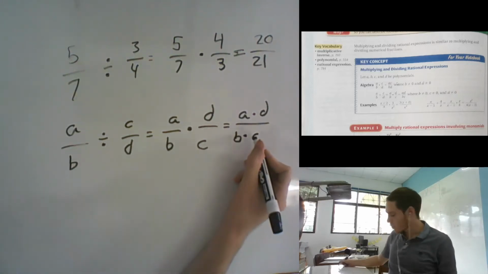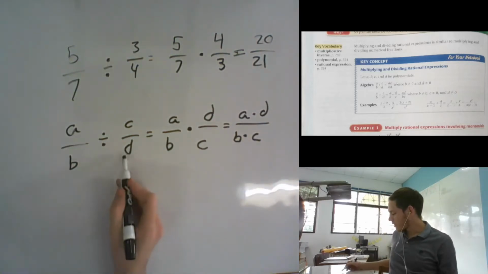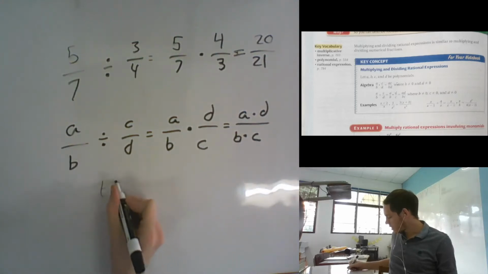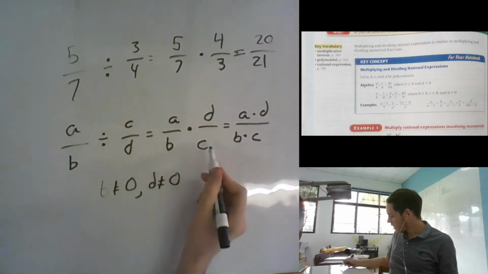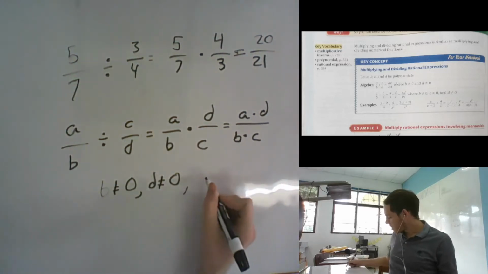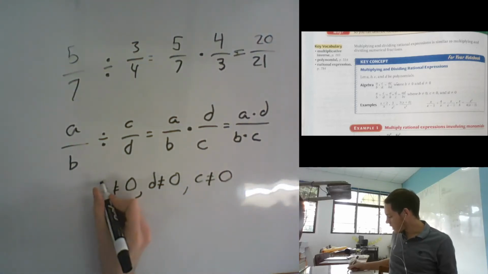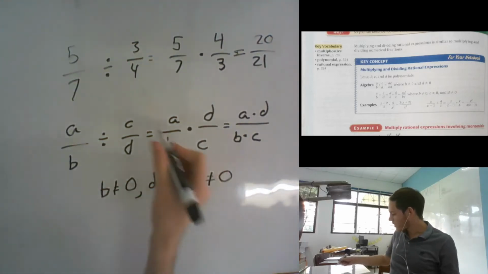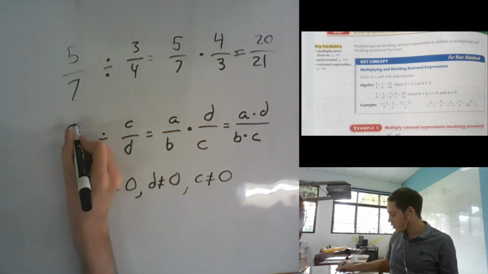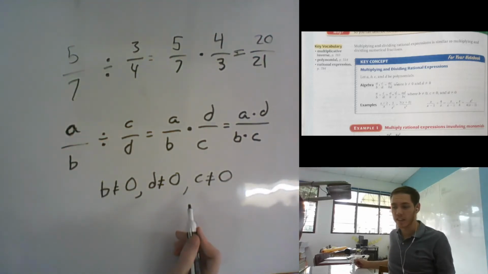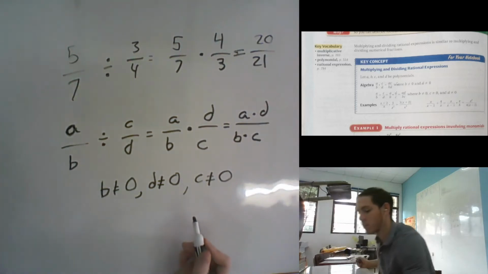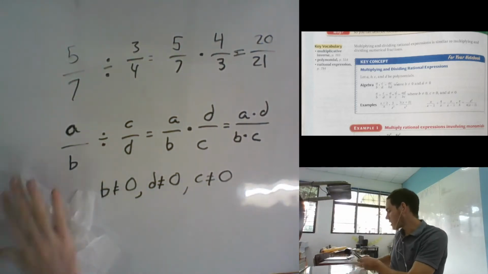Now in this situation, our denominators at the beginning, b and d, can't be 0, but also c, because at the end it's on the denominator, it can't equal 0. So the only thing that could ever equal 0 in this whole thing of division is a. A is the only one that's allowed to be. And remember, if it can't equal a number, that is an excluded value.